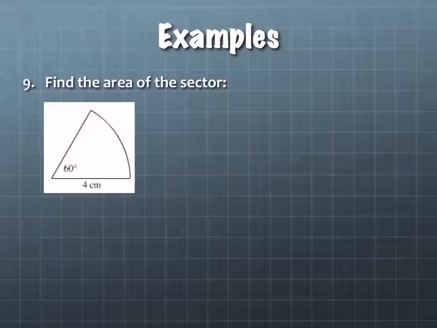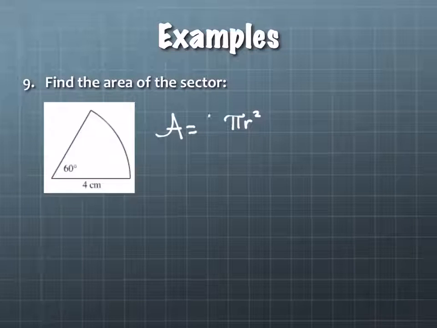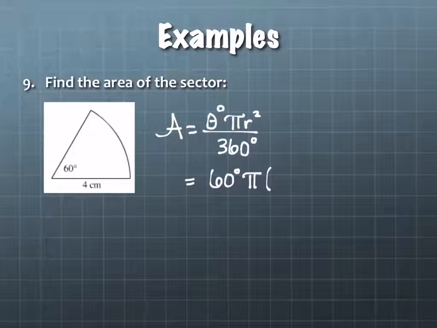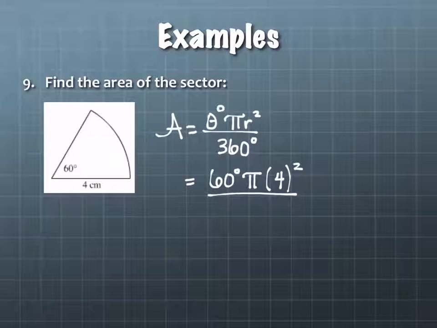So let's take a look at this sector, and finding the area of this sector. So the area formula takes the pi r squared, and it takes the angle measure divided by 360. So what is the angle measure in this sector? 60 degrees. We have pi. What is the radius? 4, and it is centimeters. I leave my units off usually till the end. You are welcome to put them in during the process, if that helps you more. And then we'll be dividing by 360.